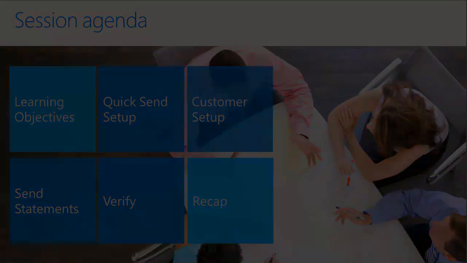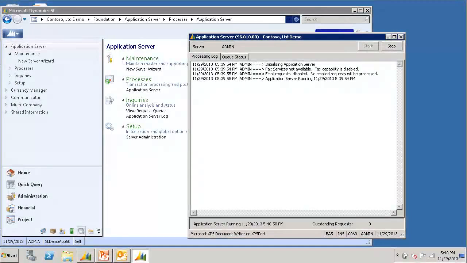Let's get started. Here I am logged into Microsoft Dynamics SL. I have Application Server already set up and running. For more information on how to set up Application Server, see the How to Configure Application Server video. You will need Application Server running somewhere on your network in order to QuickSend documents.